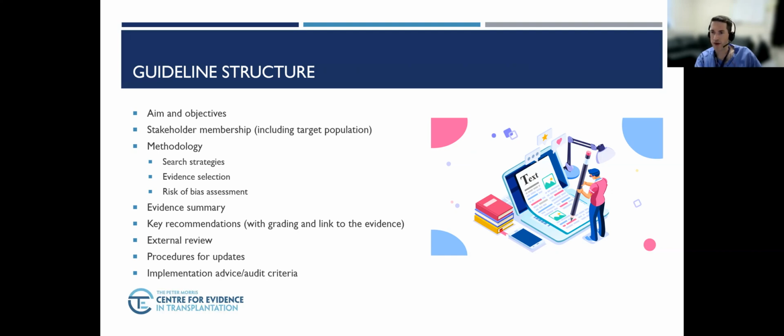Details of the external review process and any responses to any comments that came back from the external review, procedures for updating, and then advice on implementation and how the adherence to the guidelines can be audited to ensure best practice is being followed.